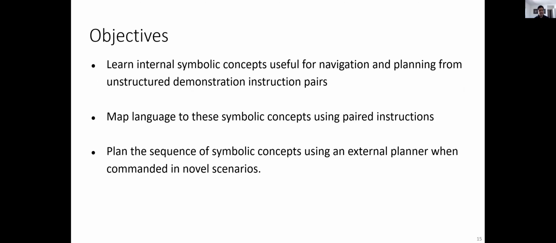So given that, our objectives are to learn symbolic concepts that are useful for navigation and planning from unstructured demonstrations, and to map language to these symbolic concepts using some paired instructions. And then we want to plan over the sequence of symbolic concepts that we get in the world using an external planner. And this external planner can then be used in novel scenarios.